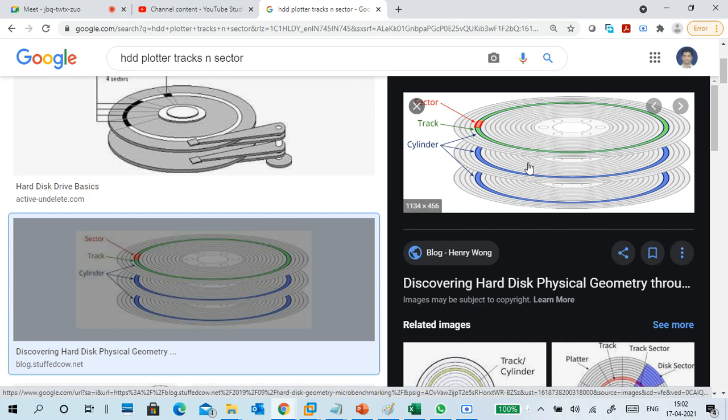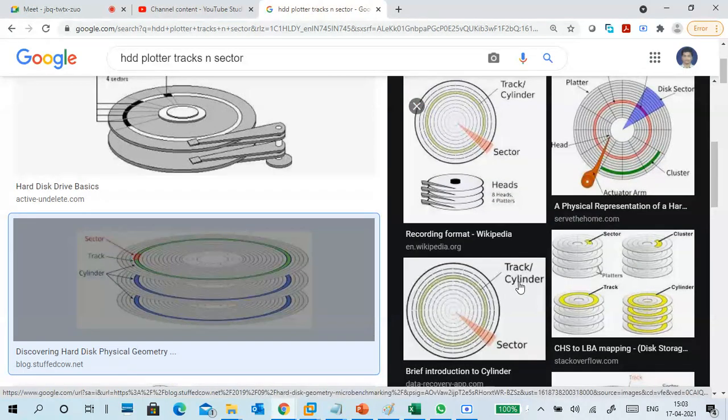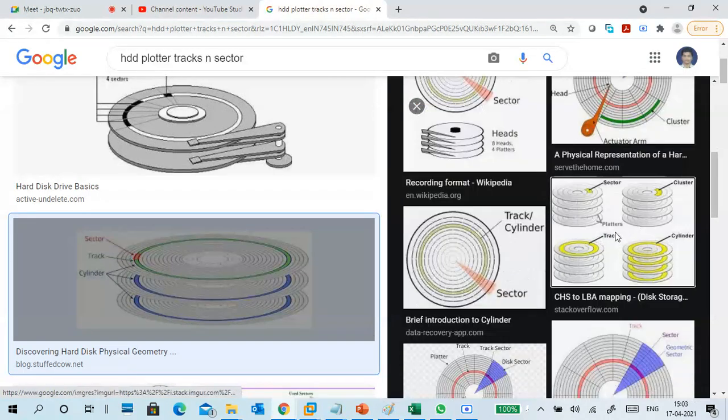But in later days, the tracks became much closer in the platter, so more tracks can be defined. More tracks means more sectors, which means more data we can put in. So without increasing the number of platters, we can increase the capacity also. That's the thing. Maybe you have seen videos about it also, right?